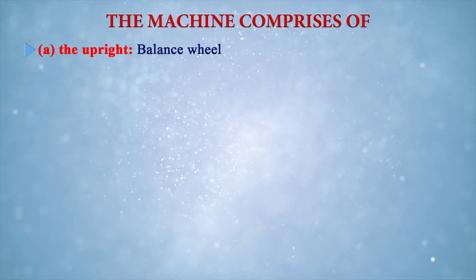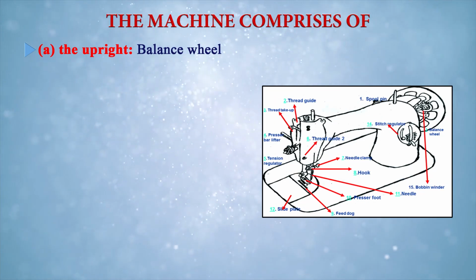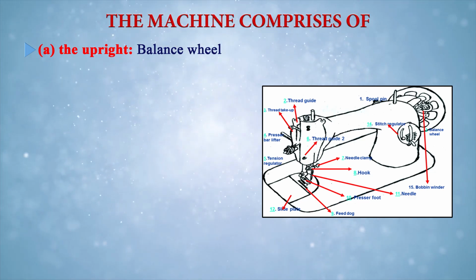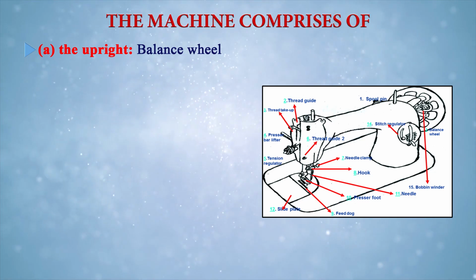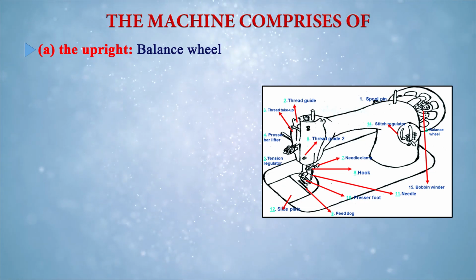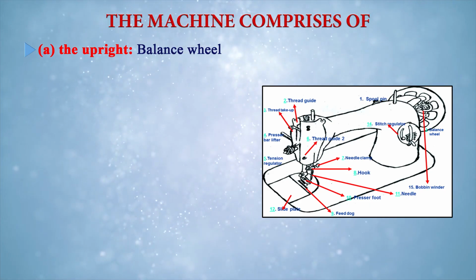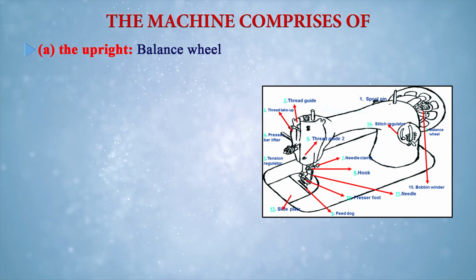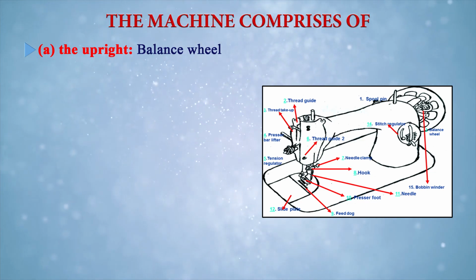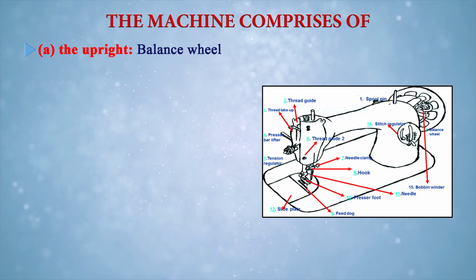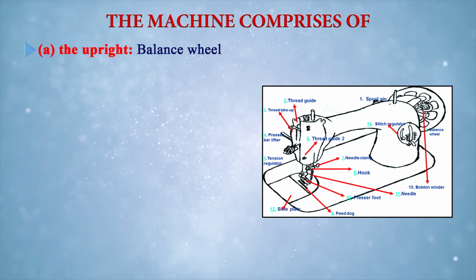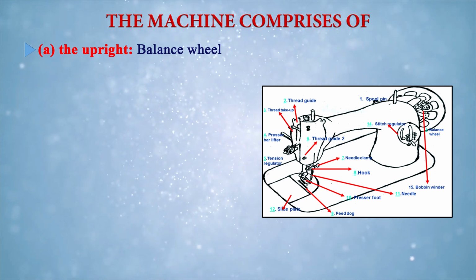The first is the upright side. When you see a picture of a sewing machine, as you can see in this picture, when we say the upright side of the machine, you can imagine a machine in front of you, and the most upright part of the machine you see is the balance wheel. So the balance wheel is the part we call the upright side of the machine.